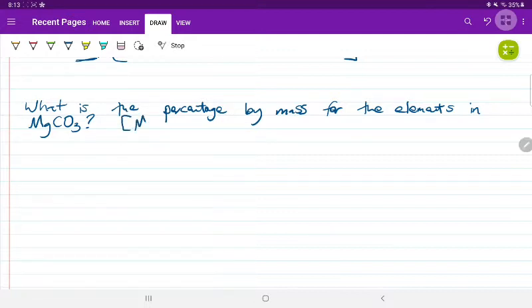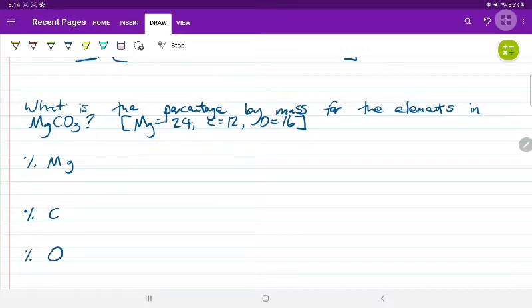And again, you're going to get the relative atomic masses. So magnesium is 24, carbon is 12, and then oxygen is 16. Okay, so you have to go element by element. So percentage magnesium, percentage carbon, percentage oxygen. You don't have to do it in that order, but you have to go element by element for the whole compound. So you need percentage magnesium. Magnesium has a mass of 24.